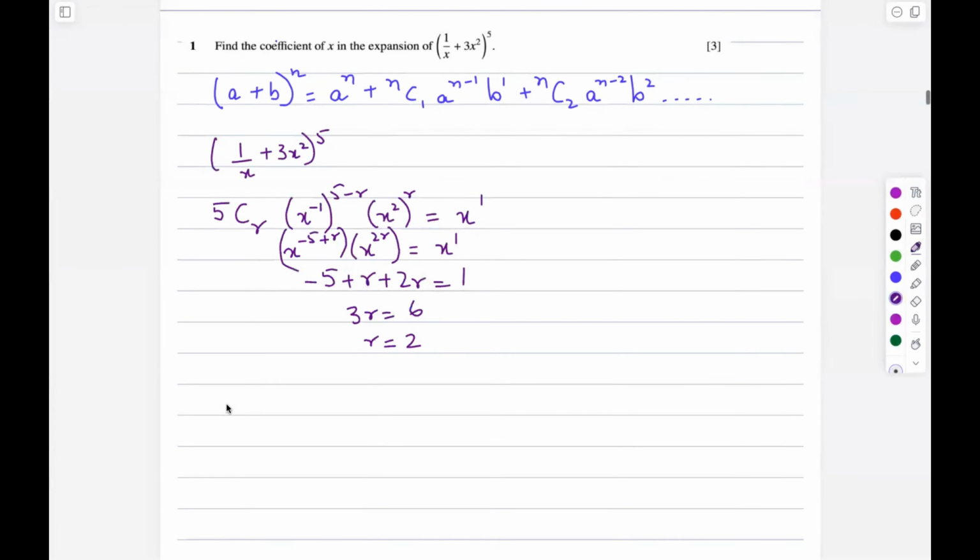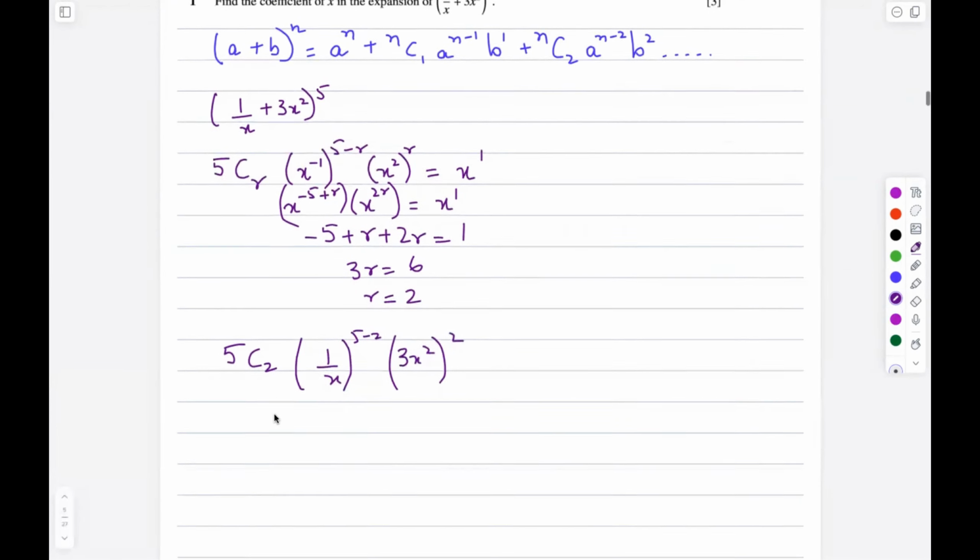So once we have the value of r as 2, we can write it as 5c2. A is 1 upon x to the power 5 minus 2, and b is 3x squared. So that will become 3x squared to the power 2. 5c2, if we substitute this in the calculator, the value of 5c2 is equal to 10.